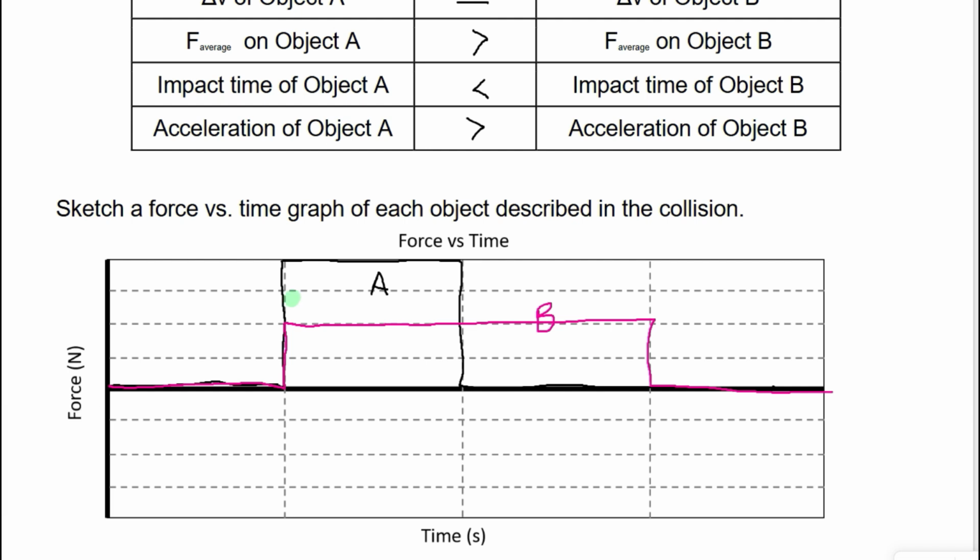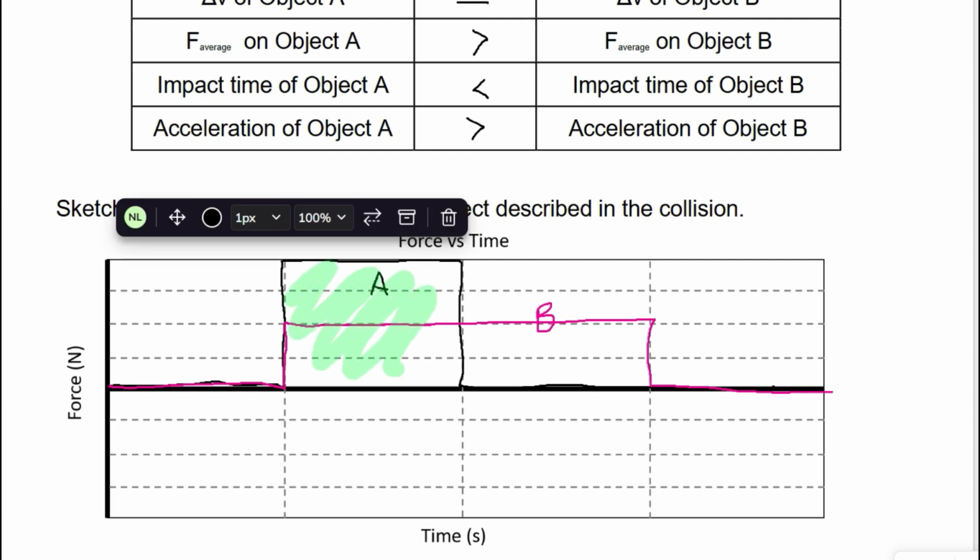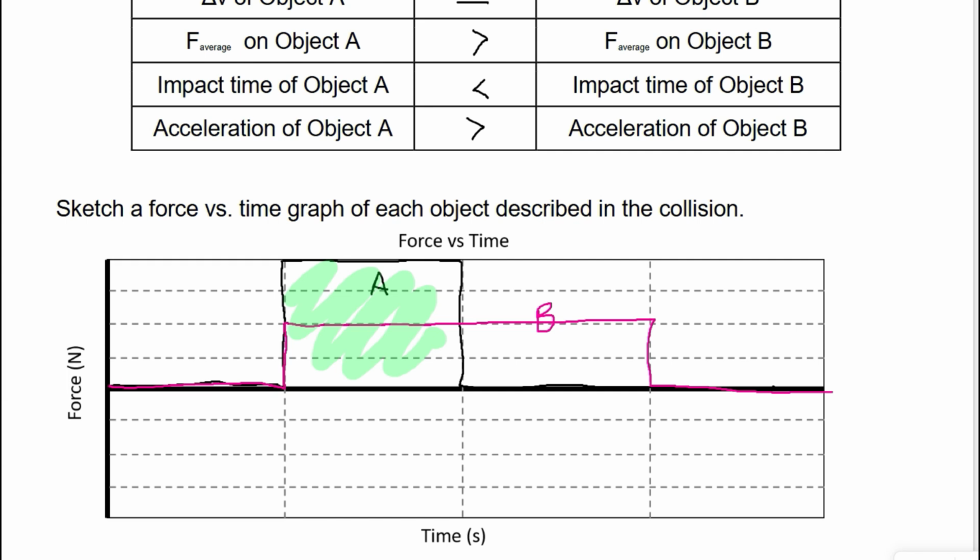If we look at the area under the two curves, however, we get the same impulse, but a very different shape. This is what helps us identify that object B is much less likely to break than object A, because object A has a greater force applied over a shorter period of time, and object B has a lower force applied over a longer time.